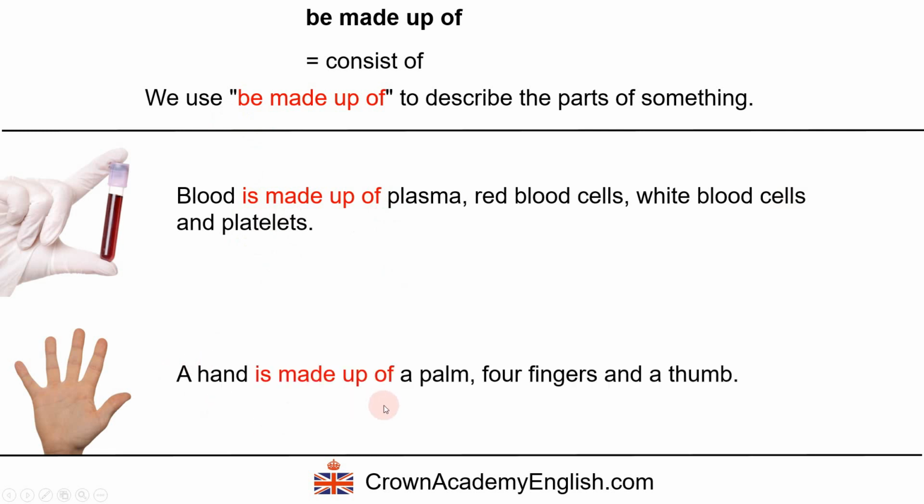And another very simple example. A hand is made up of a palm, 4 fingers, and a thumb. So this part here, this is the palm, P-A-L-M, palm. And here we have the 4 fingers and a thumb. Be careful of the word thumb. We do not pronounce the letter B. This is a silent B. So we say thumb. Be made up of.